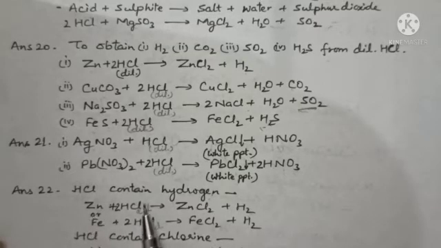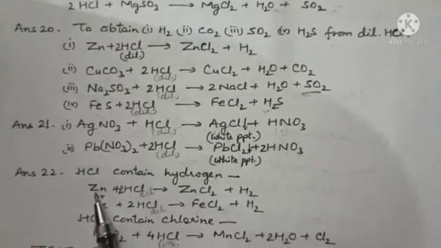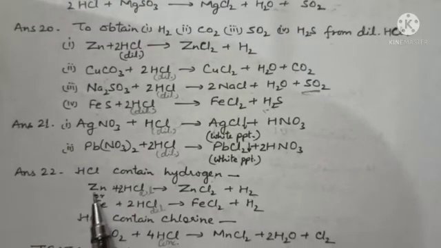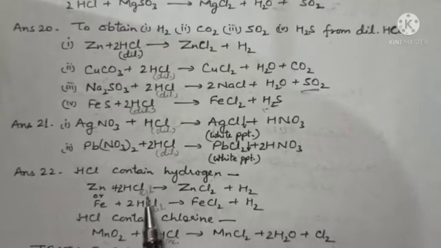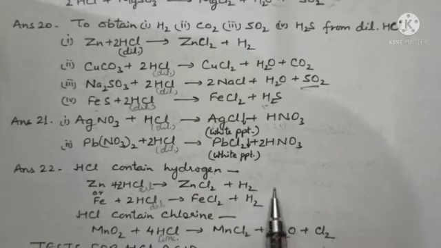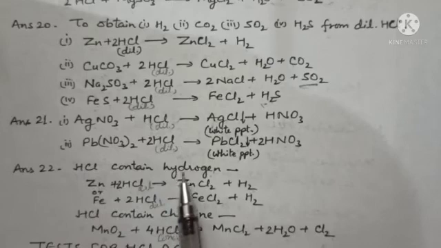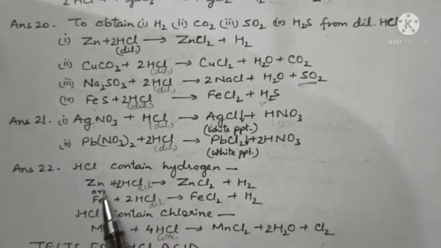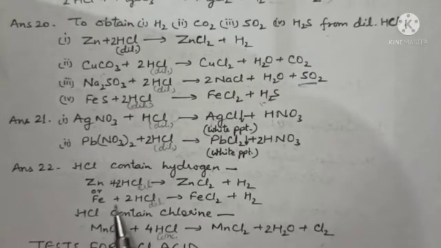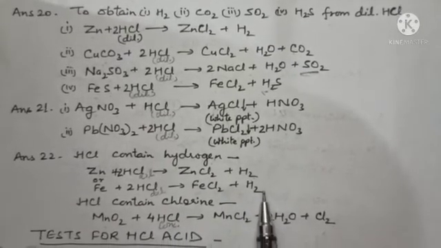Now your question number 22 is: state how you would prove that HCl contains hydrogen using an active metal below magnesium. So which equation will you give? You can give this equation: you take zinc, Zn plus 2HCl, dilute hydrochloric acid, gives you zinc chloride and hydrogen gas is formed, and it proves that hydrochloric acid contains hydrogen. Or in place of zinc, you can also give iron. Iron when it reacts with dilute hydrochloric acid gives you iron 2 chloride and hydrogen gas.